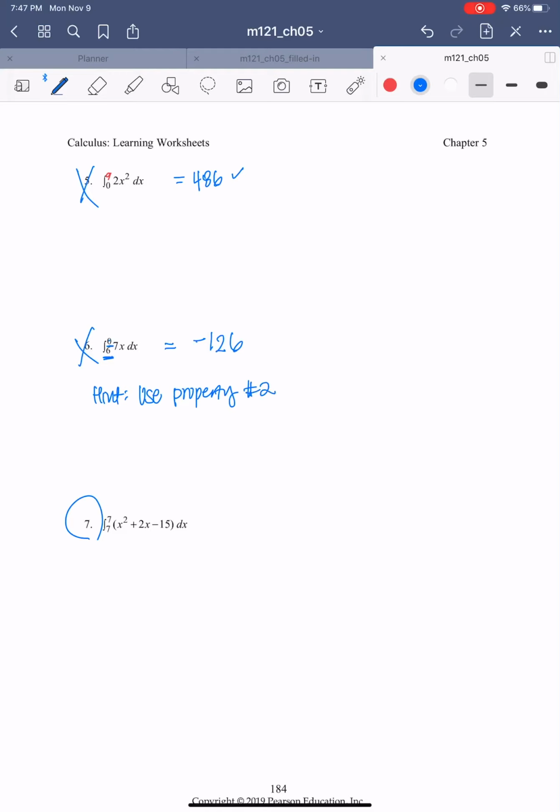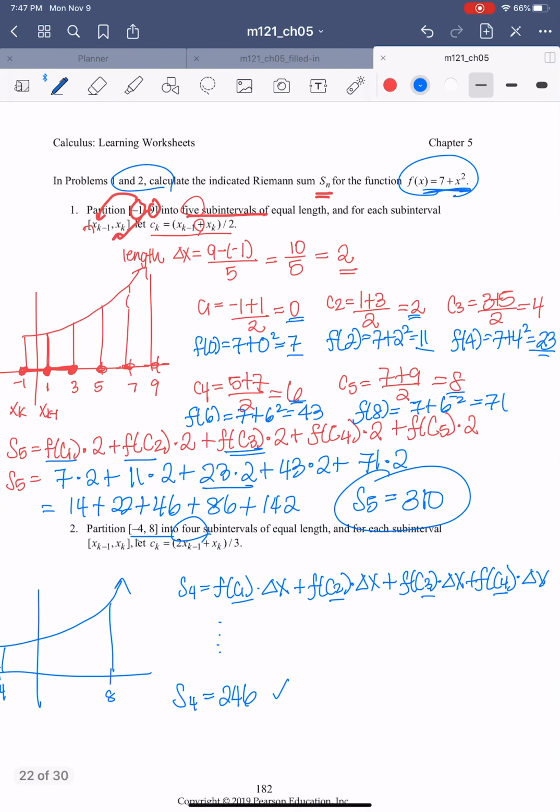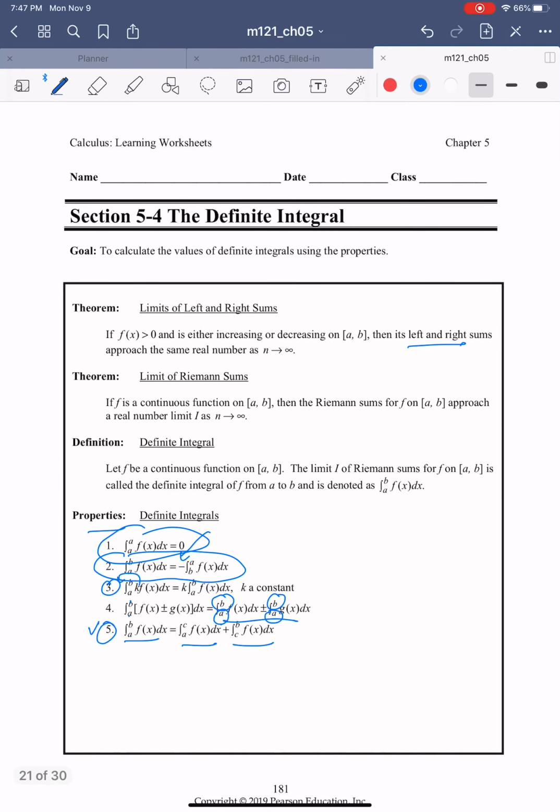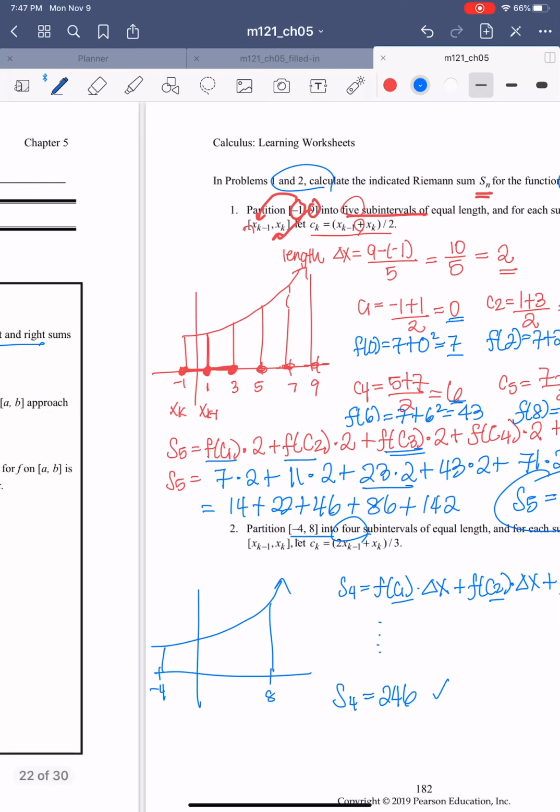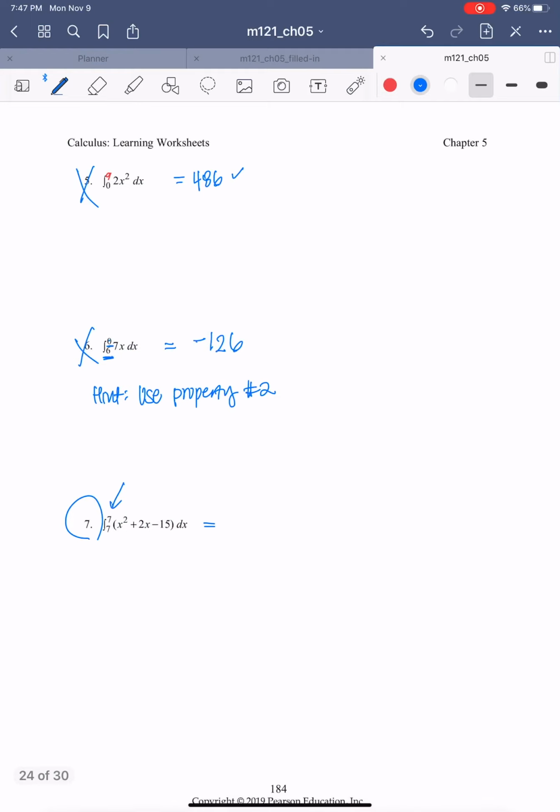Number 7, I'm also going to use the property. This one doesn't matter. I don't even have to separate. I don't have to do any of the math. If I recognize that it's from the same number, the lower limit, upper limit, I can just use the property. We are given this: any function from the same number, a to a, is 0. So same thing. Doesn't matter what this function is. It's 7 to 7, 0. Okay, so that's a quick and very short section.